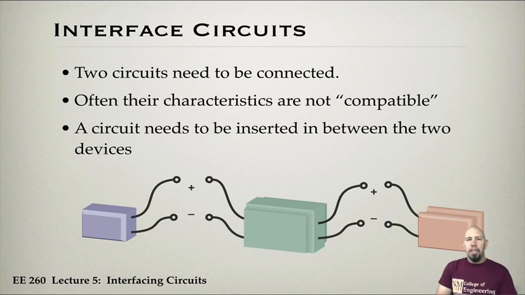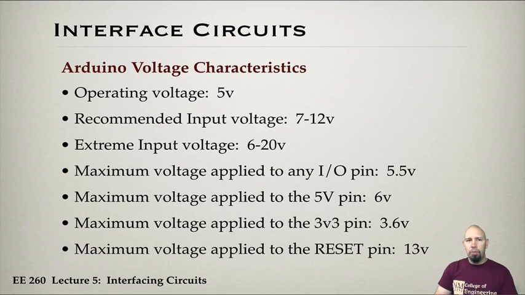In terms of interfacing circuits, the basic idea is that we have two things we need to connect. Often their characteristics are not compatible, and so a circuit needs to be inserted in between the two to get the two to function or cooperate or work together, however you want to say it. To begin with, in order to understand how to interface things with the Arduino, we first need to understand what the Arduino is capable of, its basic characteristics.